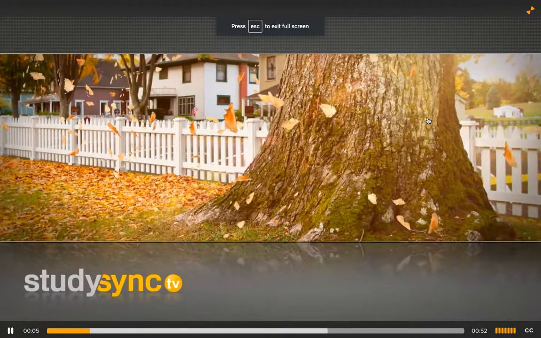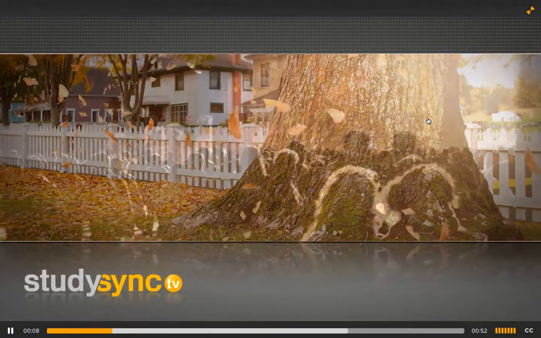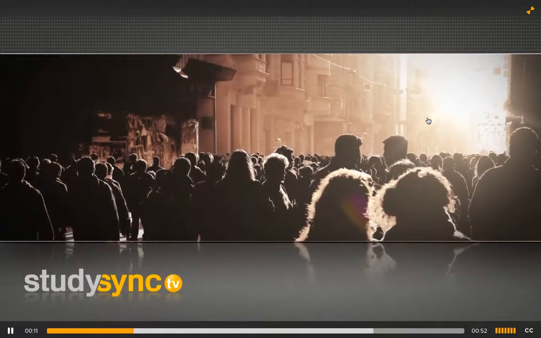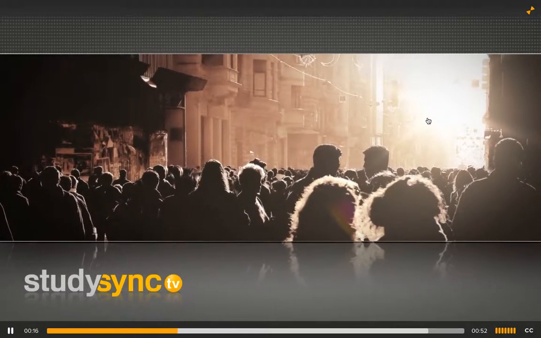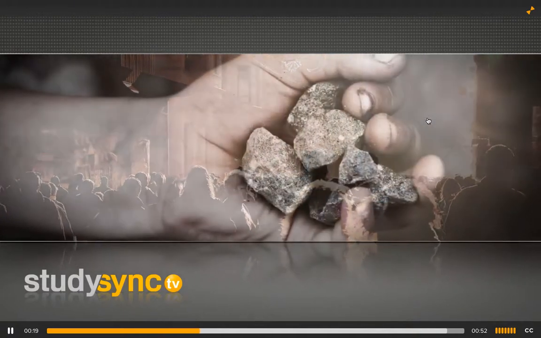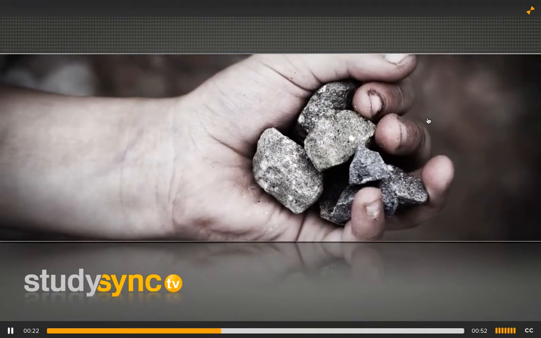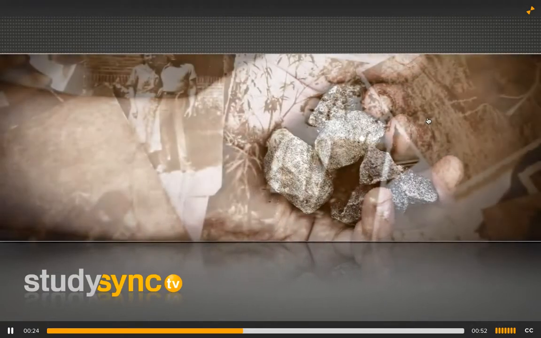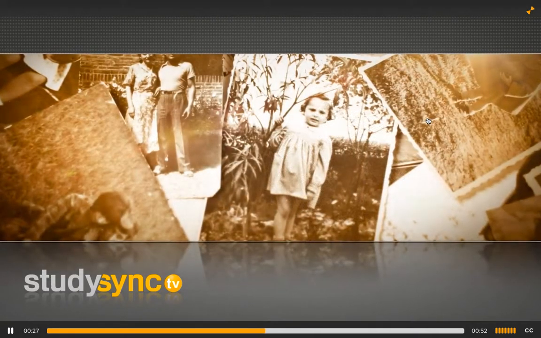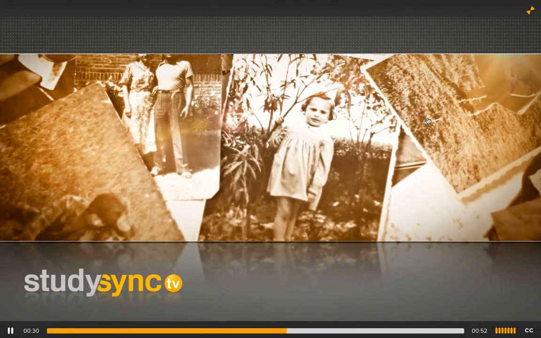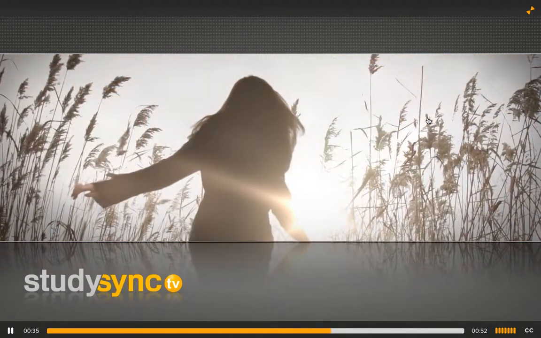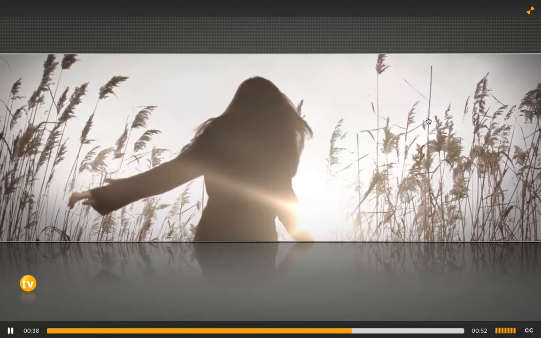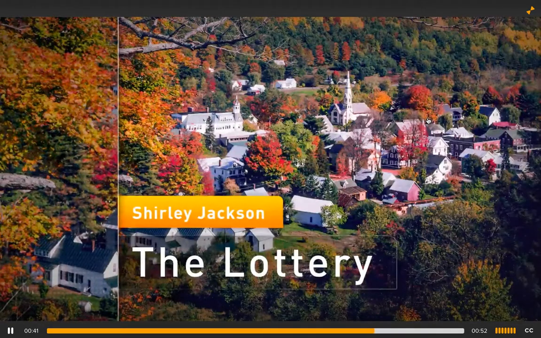1940s America, a sunny June morning. Villagers slowly gather in the town square. Parents make small talk while children make a pile of stones. This is no ordinary day. It is the day of the annual lottery. What's the history of this tradition? How has it changed over the years? And what does it tell us about our darkest human impulses? Find out. Read Shirley Jackson's haunting short story, The Lottery.